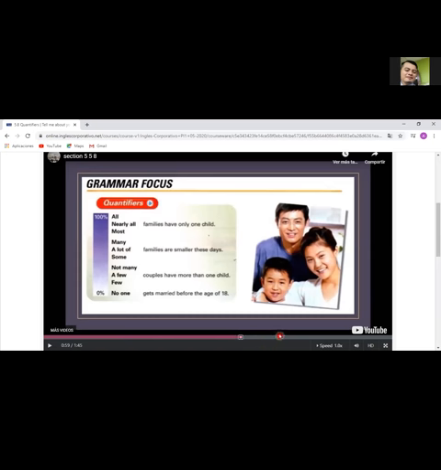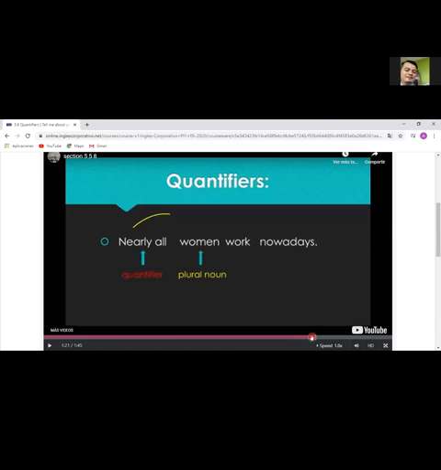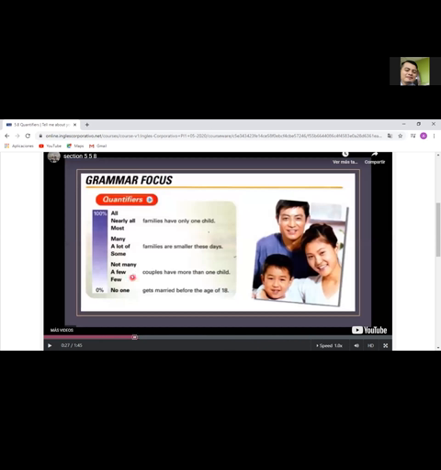Now, here we have some examples. All these, todos estos que están acá, excepto este, except this one, all of these need a plural word, okay? All families, nearly all families.